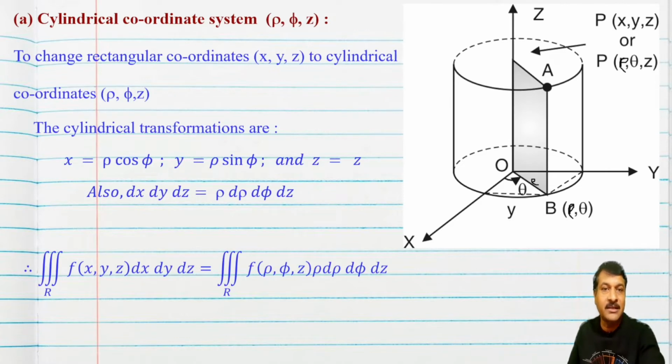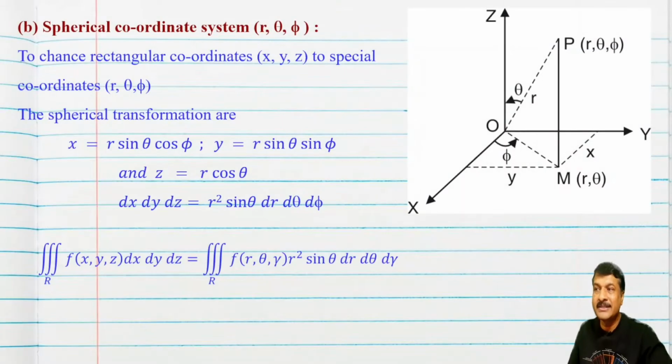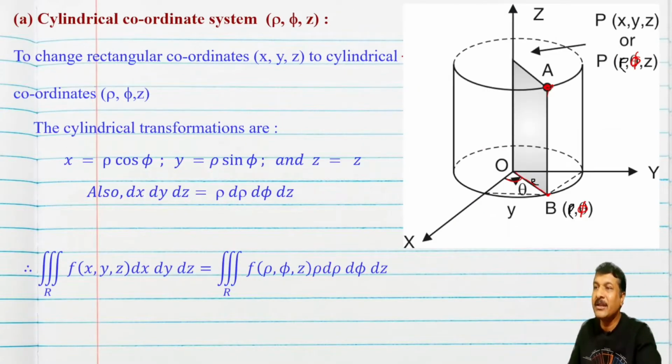Sometimes this triple integration we have to convert into a cylindrical coordinate system or spherical coordinate system. So what is it? Cylindrical coordinate system: rho, phi, z. To change the rectangular coordinates x, y, z to cylindrical coordinates rho, phi, z, the cylindrical transformations are x equal to rho cos phi, y equal to rho sin phi, and z equal to z. Also dx dy dz equal to rho d rho d phi dz.